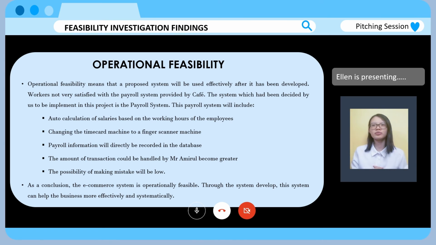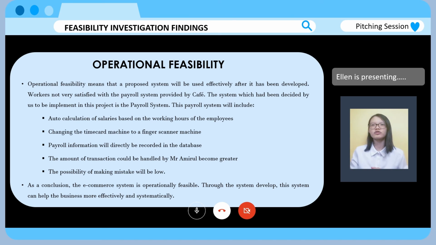This means that Mr. Amirul and the management team can review the payroll information at any time with the new system, as all the data is recorded in sequence and properly in the database. As the data is stored directly in the system, this will reduce the tendency of Mr. Amirul making mistakes in payroll transactions and paying the wrong amount to workers.